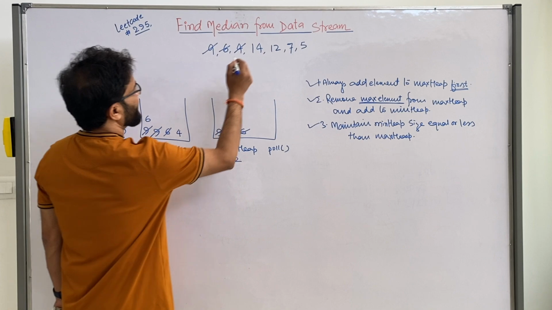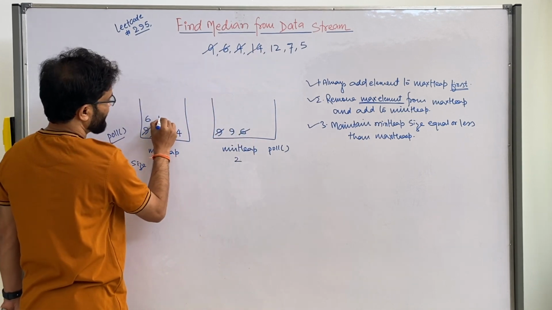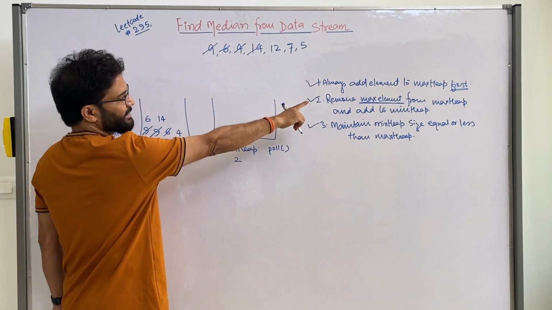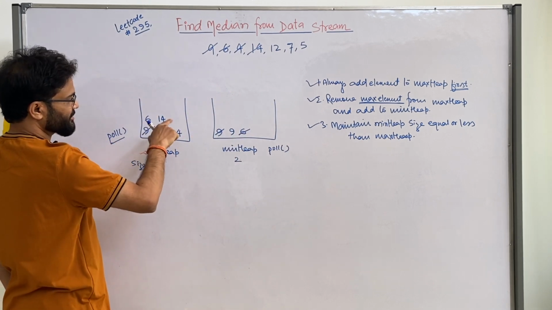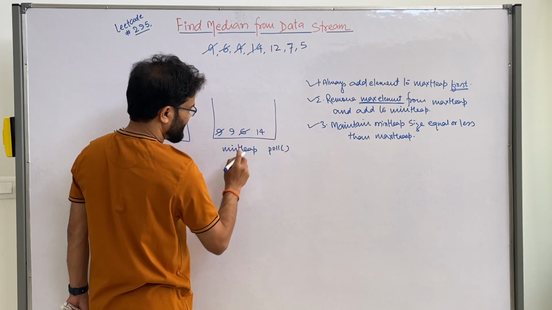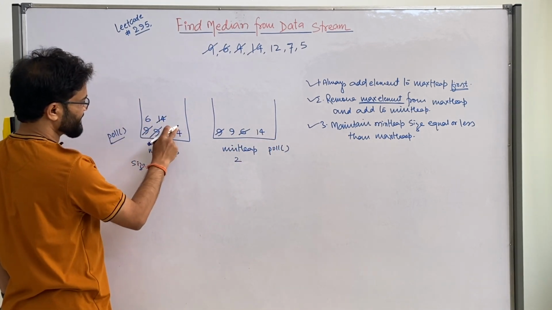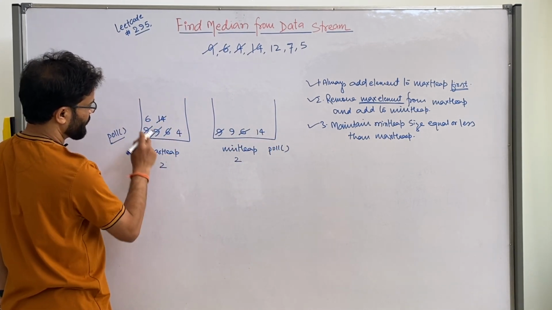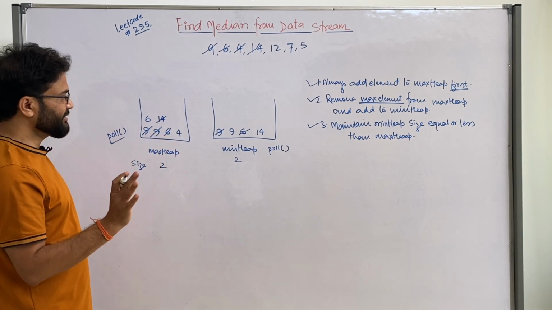Okay. Now the 14 will come here. First step we have done. Second step, remove the max. What is the max? 14. Keep it here, 14. What is the size? 2. What is the size? 2. 1 and 2. No need to change anything.